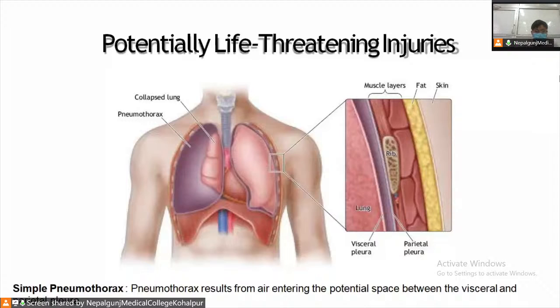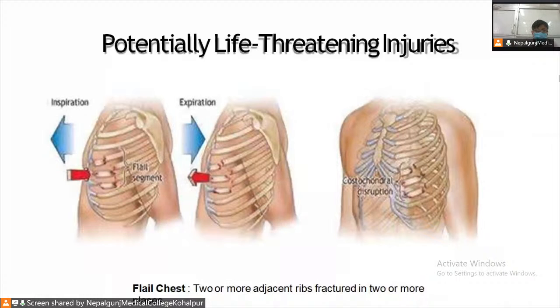Now this is a picture again showing simple pneumothorax, and this is the picture showing the skin, fat, and muscle layers. This is the parietal pleura, and this is the visceral pleura. What happens in the case of pneumothorax is that air enters the pleural space, and this is the pneumothorax, so that the lung shrinks, and it can be seen on X-ray accordingly.